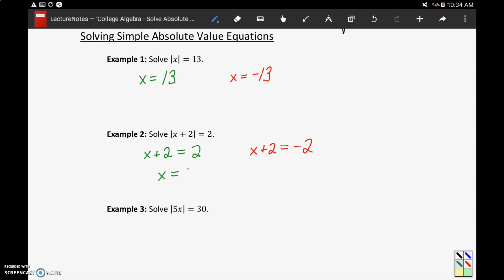Subtracting 2 to the other side would give us x equals 0 as one solution. And in the second case, subtracting 2 to the other side would give us negative 2 minus that 2 we subtracted over. So we would have x is equal to negative 4.